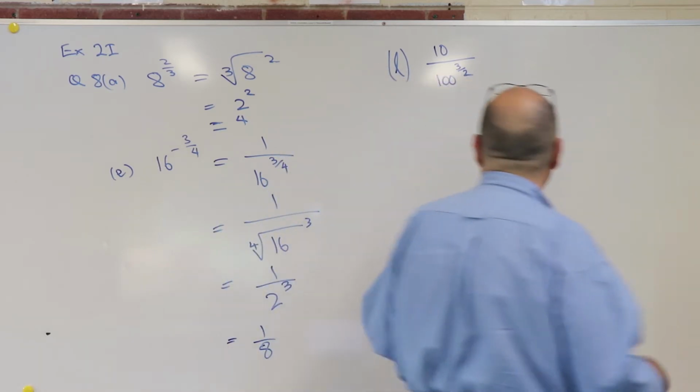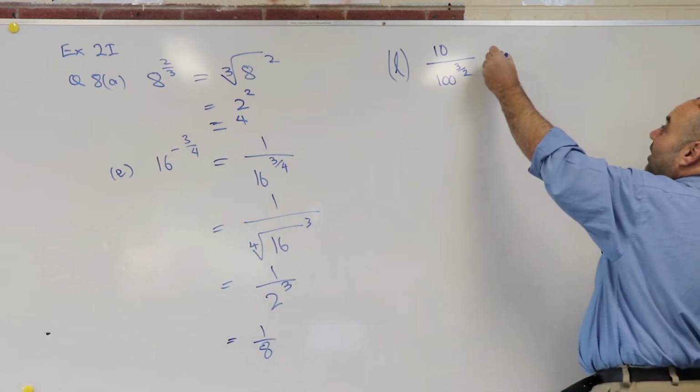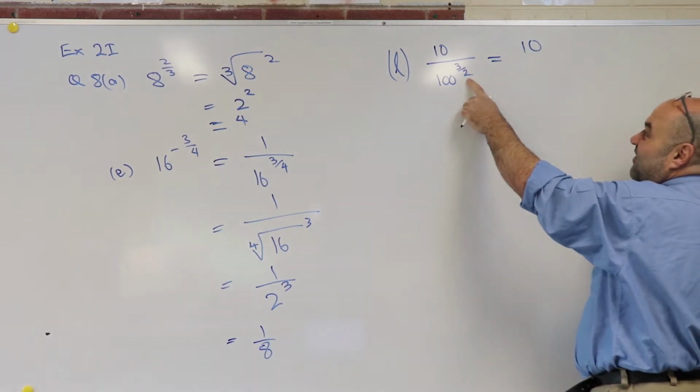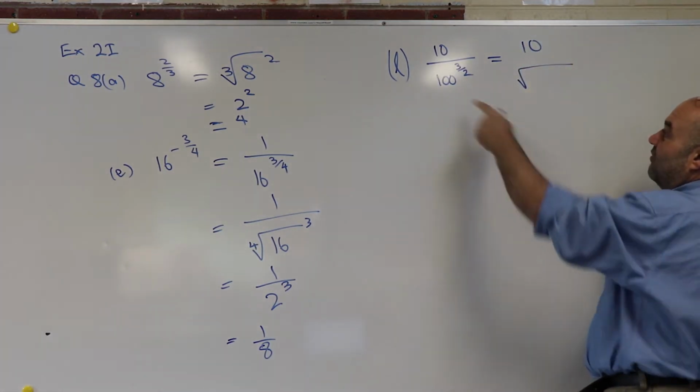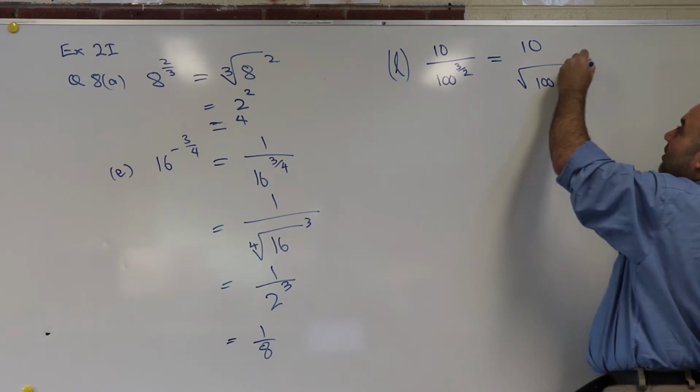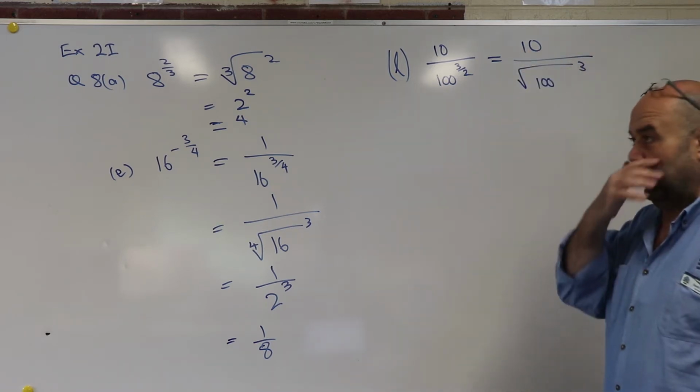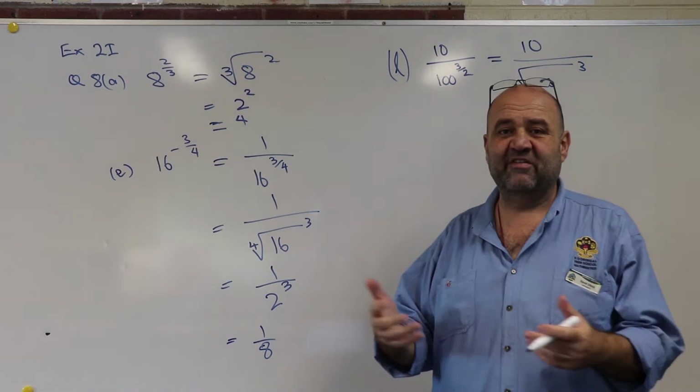I'm not going to panic, I'm just going to follow the index law. Right? So what does that tell me to do? Well, I need the square root of 100 to the power of 3. Okay, what's the square root of 100? What number multiplied by itself gives me 100?